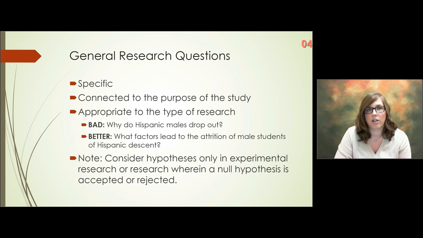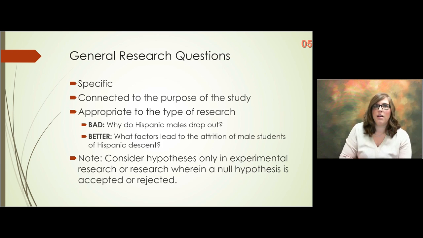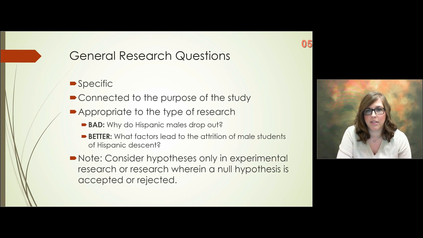You're at least starting off with what you want to know, and you can really hone them down and carve them into the research questions that you want them to be. Make sure they're connected to the purpose of the study and they're appropriate for the type of research. So you're thinking about your methodology already in your research questions.